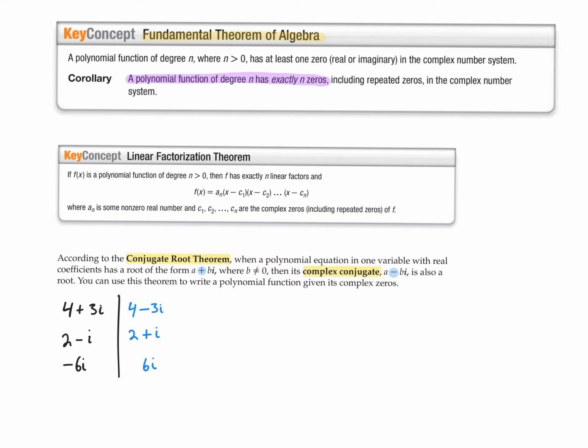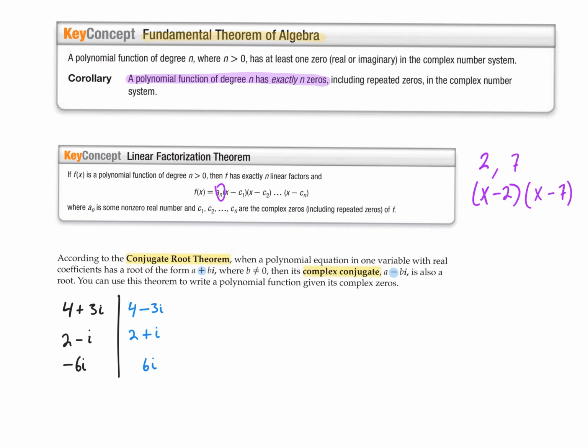Now also based on that is a linear factorization theorem, which kind of stems straight from this. It says if this function has degree n, then that means there are n linear factors in this. And so that kind of makes sense, right? If 2 is a zero, that means I'm going to have x minus 2 as a factor. If I have 7, then I'm also going to have x minus 7 as another factor. So those kind of correspond together. Notice I do have that a sub n there as my leading coefficient if you want to get fancy with that.